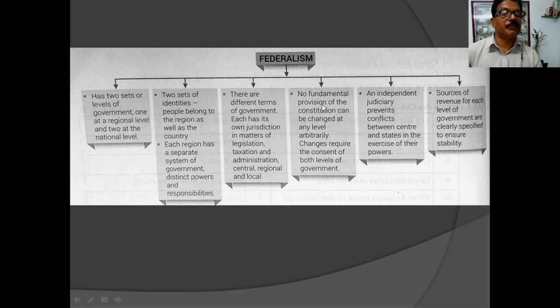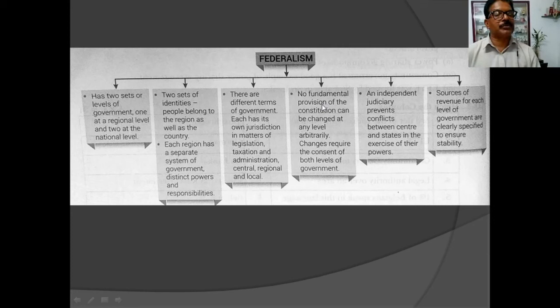And another feature of federalism is that we have an independent judiciary which prevents any kind of conflicts between the center and the states in the exercise of their powers. So if there is any conflict between the center and the states, there is an independent judiciary to solve that problem. We have disputes between states, and between the center and the state on various issues. We have the Mullaperiyar Dam issue between Kerala and Tamil Nadu. We have the issue of Kaveri water sharing between Karnataka and Tamil Nadu. All these problems can be best settled by either the Supreme Court or the High Court.